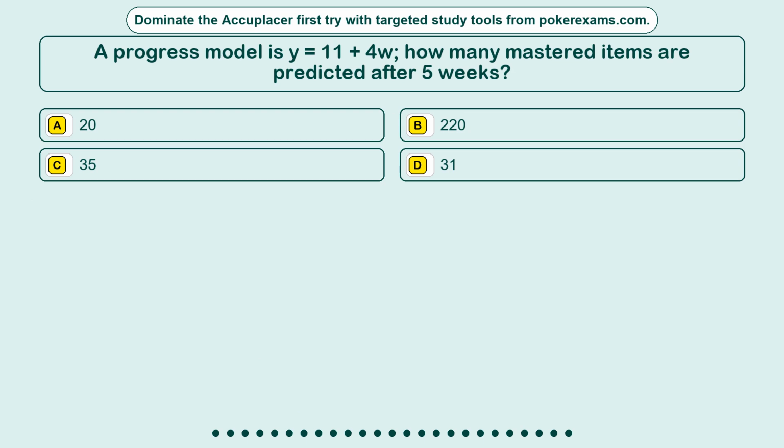Question 11. A progress model is y equals 11 plus 4w. How many mastered items are predicted after 5 weeks? Option A, 20. Option B, 220. Option C, 35. Option D, 31.